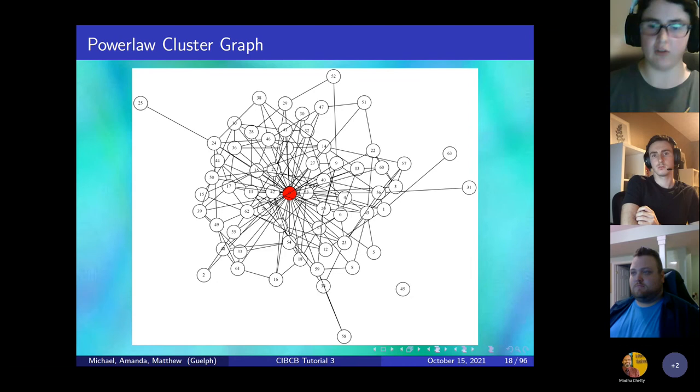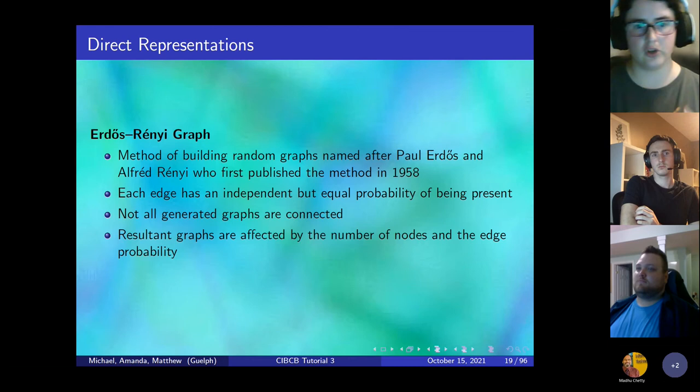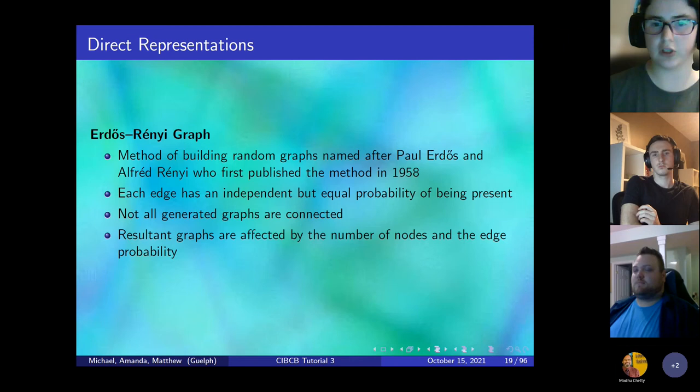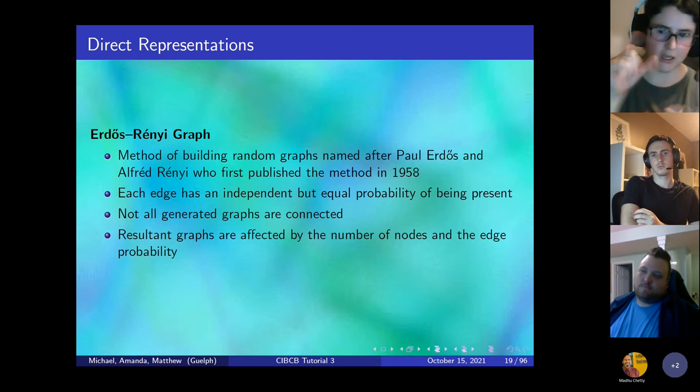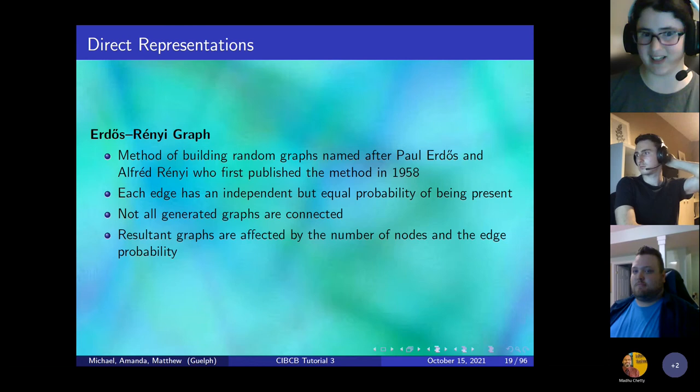So, a different way of trying to figure out how I can get a random graph. This one is named after the people who first published the method in 1958, Paul Erdos and Alfred Renyi. Each edge has an independent but equal probability of being present. Because it's just going through and asking, does this edge exist? Yes, no. Does this edge exist? Yes, no. With a set probability, if you're dealing with a very low probability of edges, you're not necessarily going to get a connected graph.